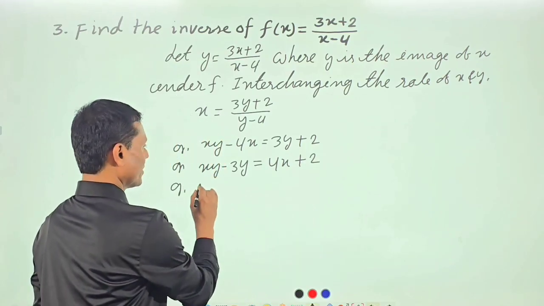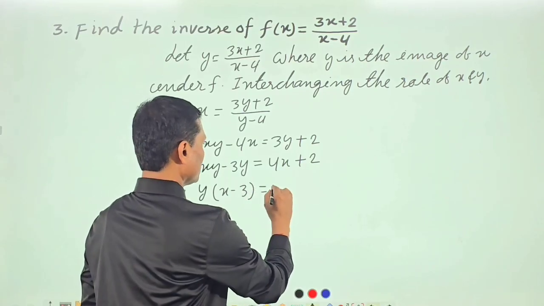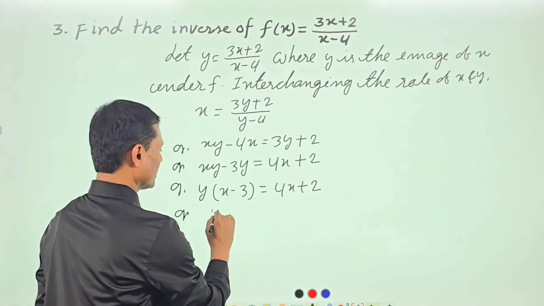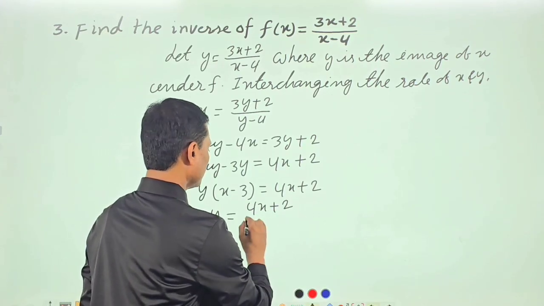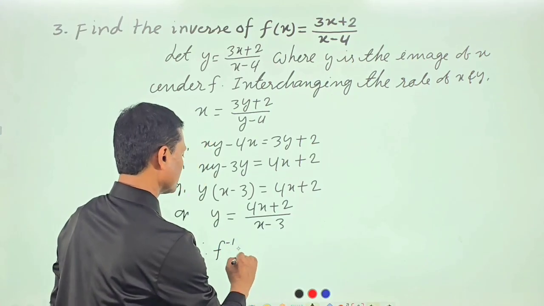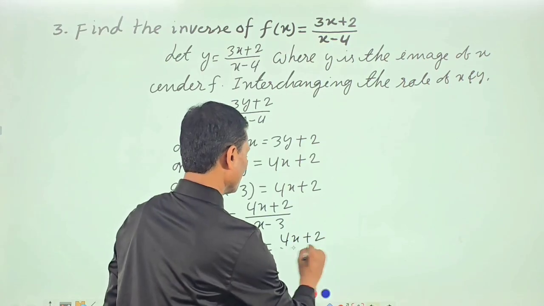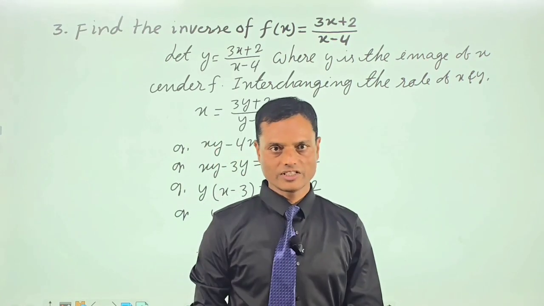Then we are going to take y common here. So we have here (x minus 3) y equals to 4x plus 2, and here we can get the value of y, that is (4x plus 2) over (x minus 3), and that's the value of f inverse. That is (4x plus 2) over (x minus 3). That's our answer, isn't it?